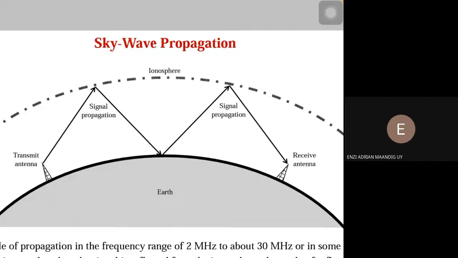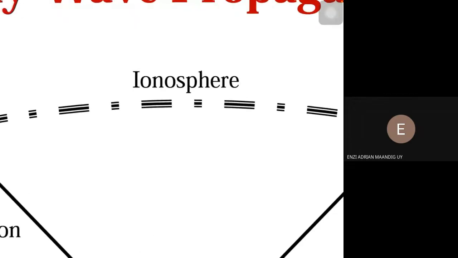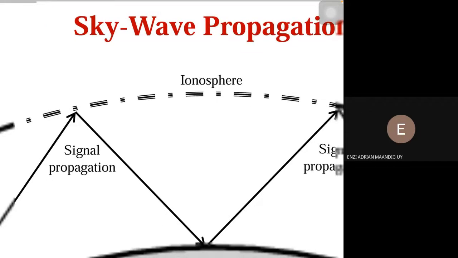Skywave is different. There is a portion of the sky that we call the ionosphere, no? This is an invisible layer, all right? It is not clouds, but it is an invisible layer, and it is reflective to electromagnetic signals. Okay?